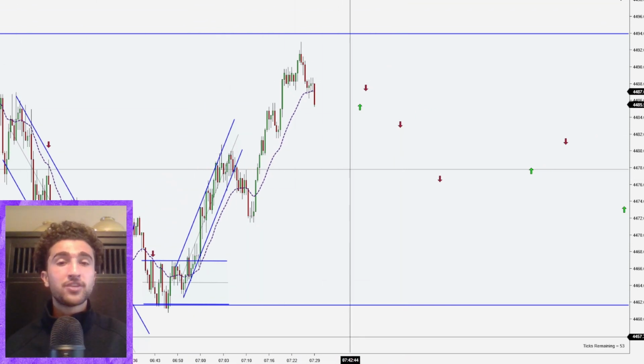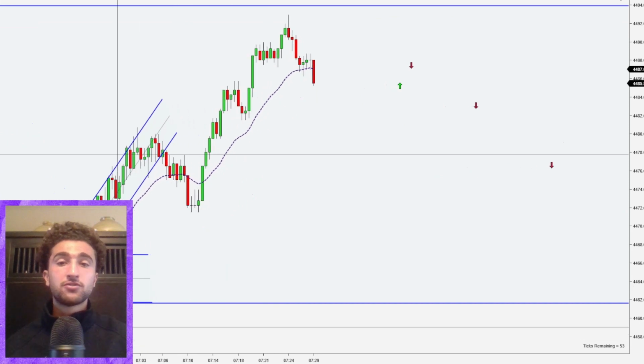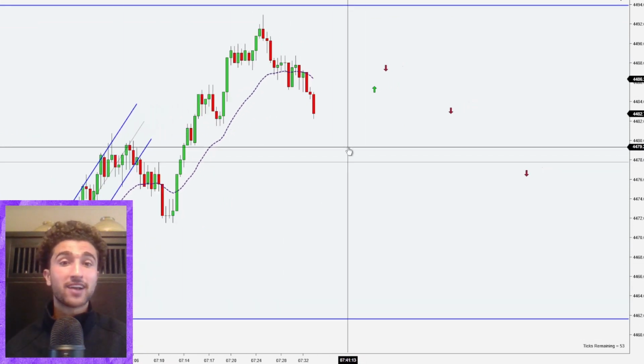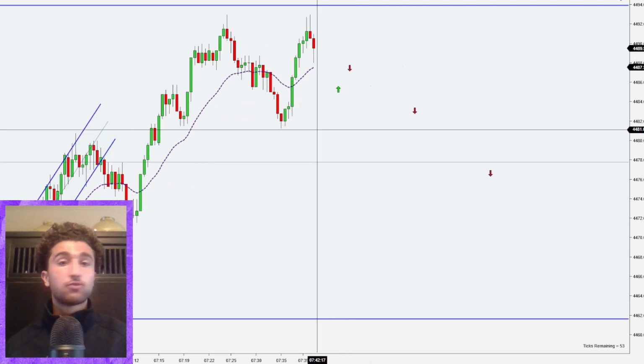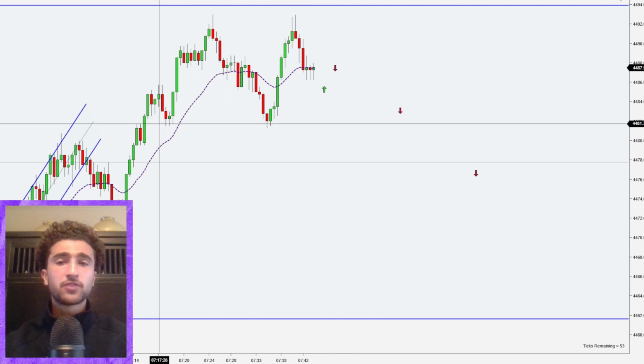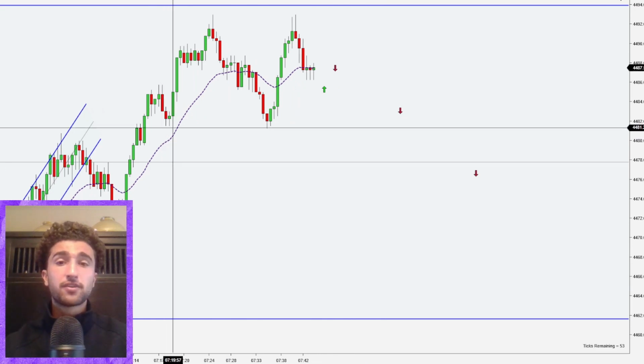We didn't quite reach them, but it is a reason to start thinking we could potentially begin to reverse and go back lower. And we're just going to draw our short-term trends to keep us in line. But at this point, it looks like we have another mini trading range.